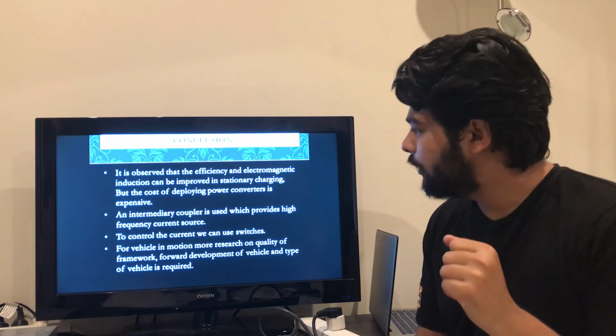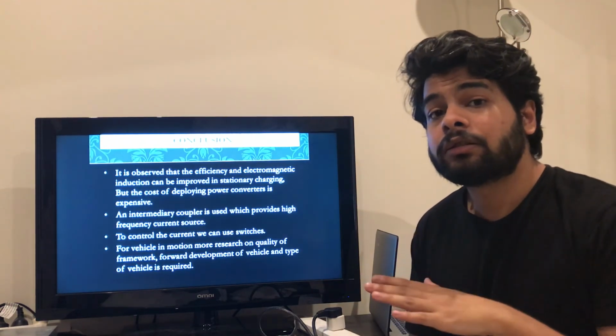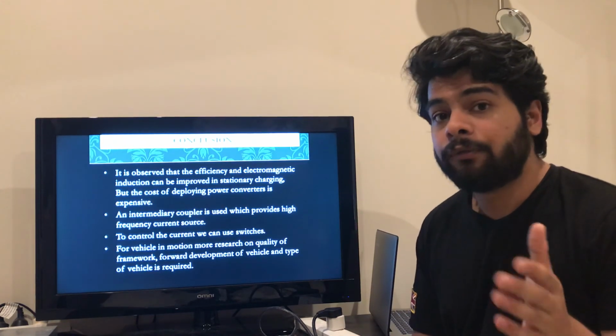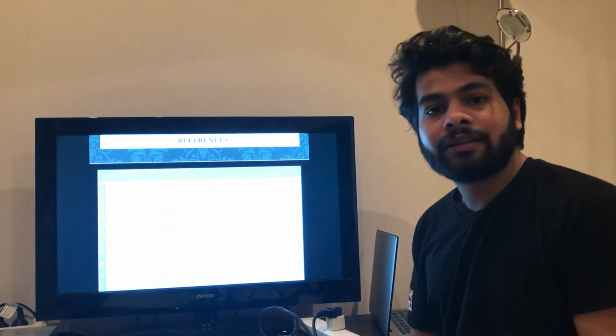Now, for vehicle in motion, still more research has to be done on this particular topic, and it has a very huge scope in the future. And these are my references, and thank you.